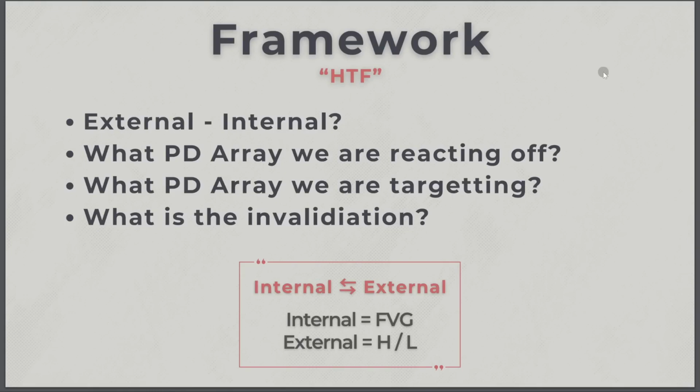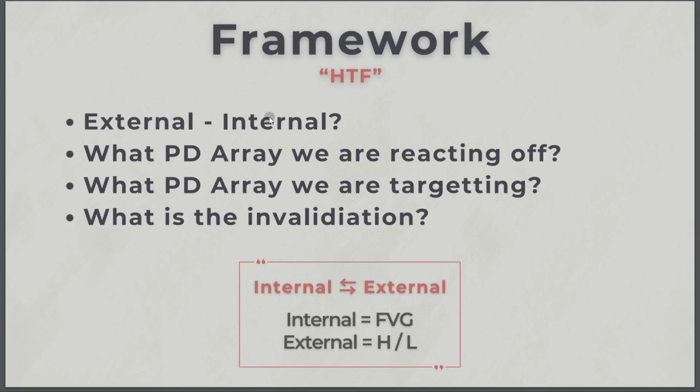I need to understand that, because the understanding of this is going to tell me where price is going to. So if I'm having an external to internal move, what does that mean? It means that we're actually taking a high, going lower to a fair value gap, and we might either disrespect that fair value gap or expand from that fair value gap going higher.